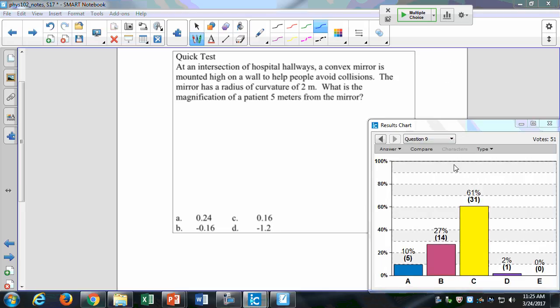Okay, look. I know that I can get rid of some answers because it's a convex mirror. Which ones can I get rid of? Convex. So what does the positive magnification mean?